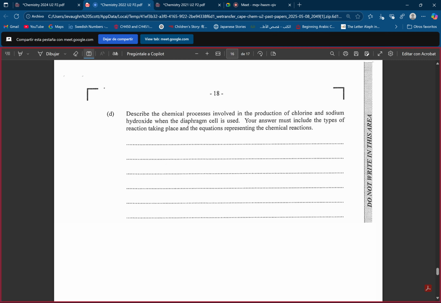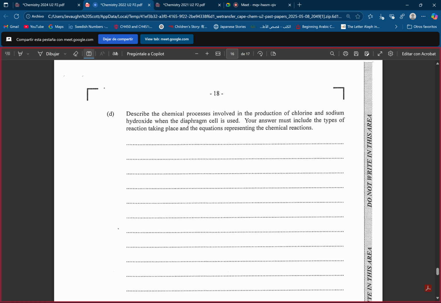all right? Describe the chemical processes involved in the production of chlorine and sodium hydroxide in the diaphragm cell, or when the diaphragm cell is used. Your answer must include the types of reactions taking place and the equations representing the chemical reactions, right? So this is now the chloroalkali industry, right? So you must be able to speak about it, right?